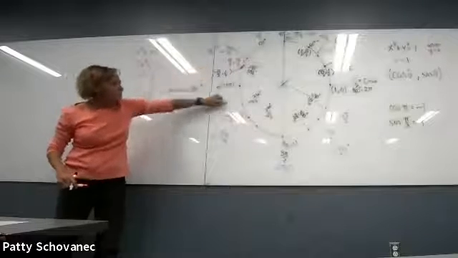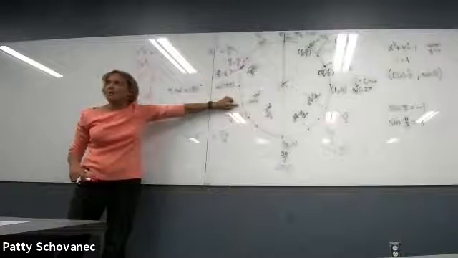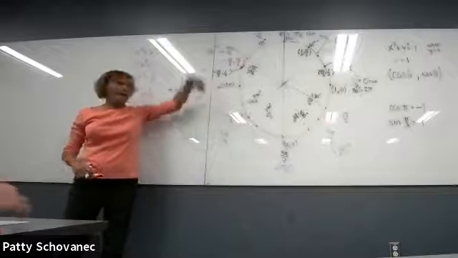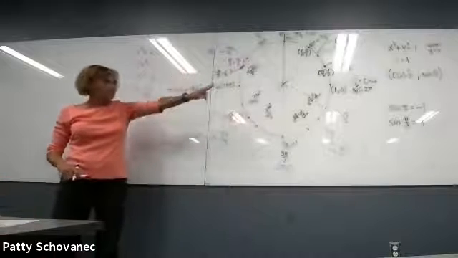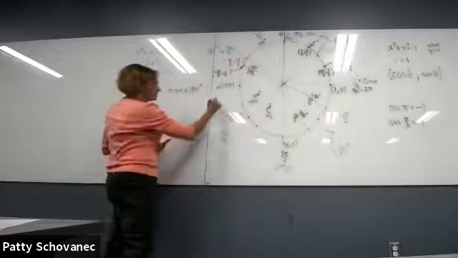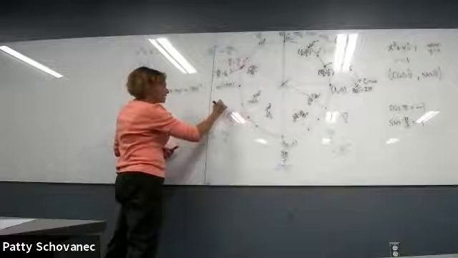The next pi over 6 I encounter is 7 pi over 6. It's in quadrant 3. X and Y are negative. So keep that ordered pair that you had in the first quadrant and make both of them negative.